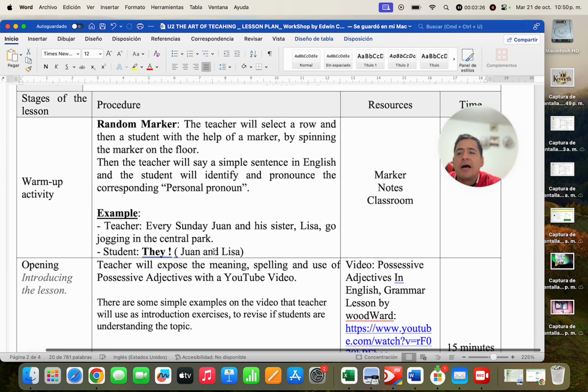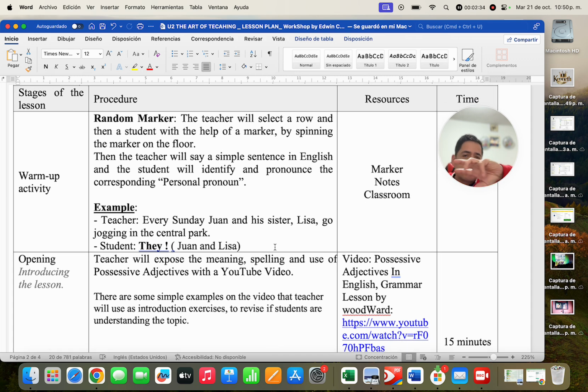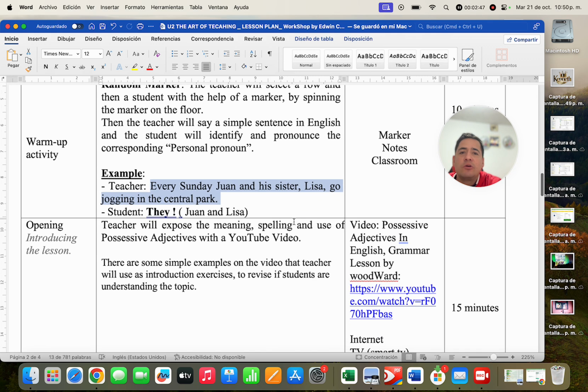Okay, the warm-up activity is a random activity from the previous lesson about the personal pronouns. I am going to spin the marker in order to select a student, and I will use a sentence, and they have to say what the personal pronoun is inside the sentence that I use.